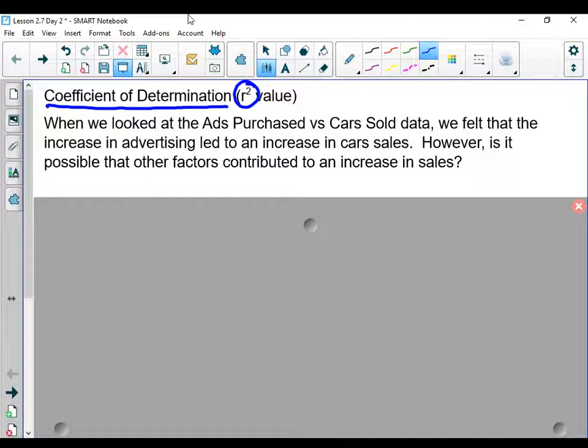It's been the one where we talked about the ads purchased versus the cars sold. And we said that, okay, if we had an increase in advertising, that usually led to an increase in car sales.